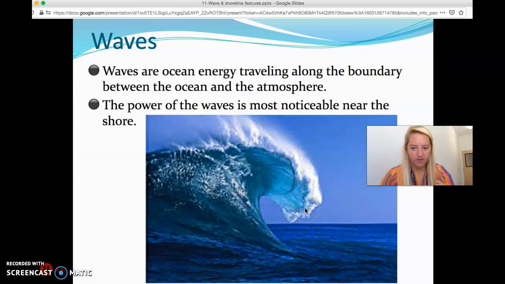So waves, and you don't have to write any of this down, but waves are the ocean energy traveling along the boundary between the ocean and the atmosphere. The power of the waves is most noticeable near the shore, but it is happening all over in the ocean.